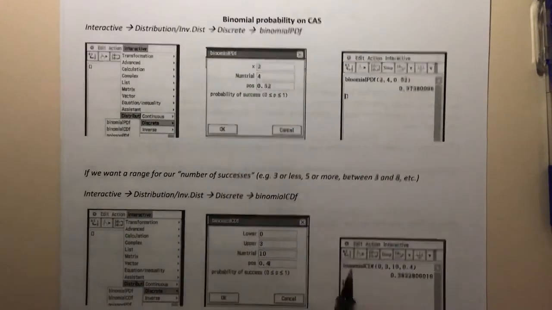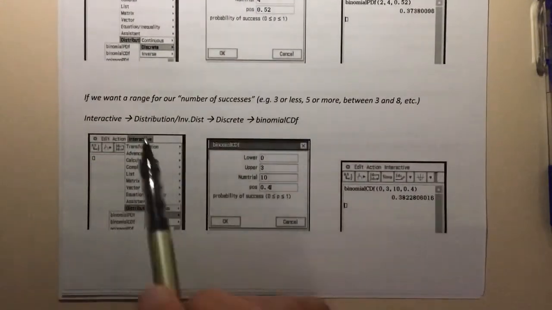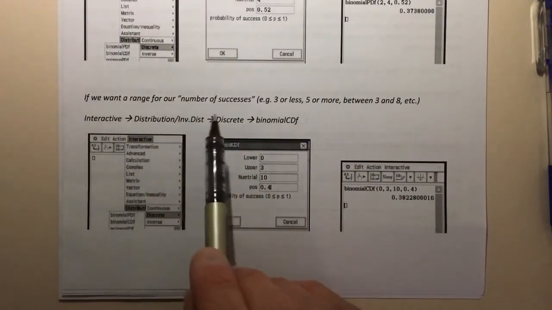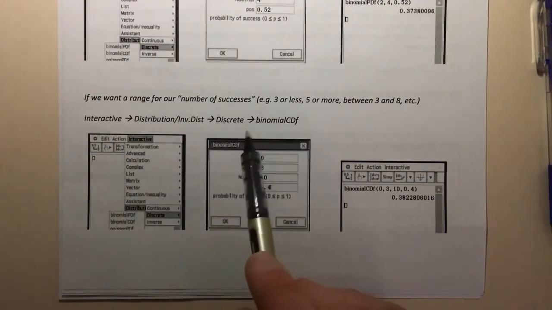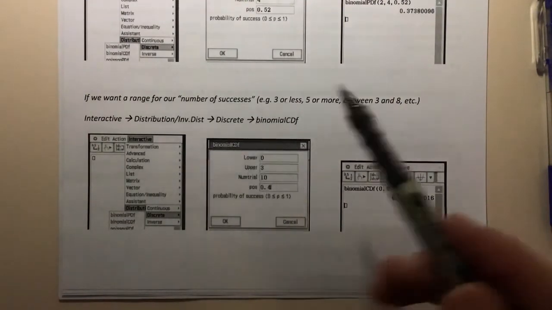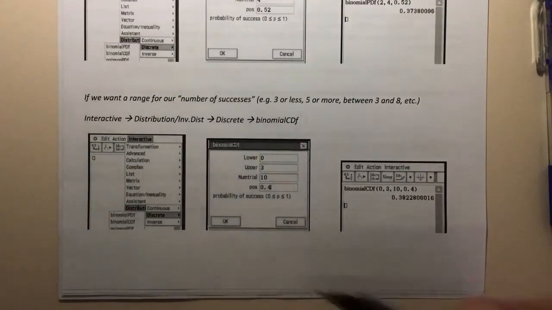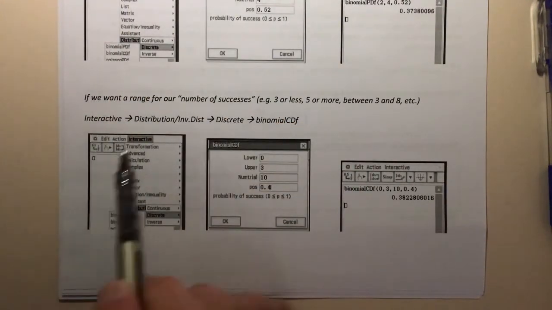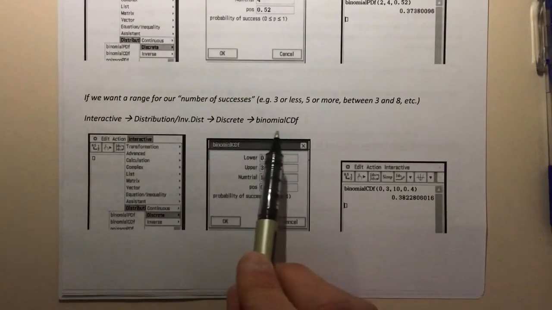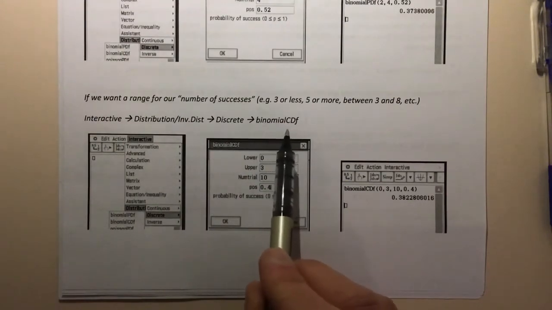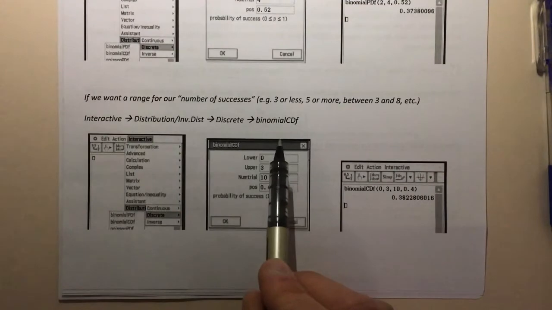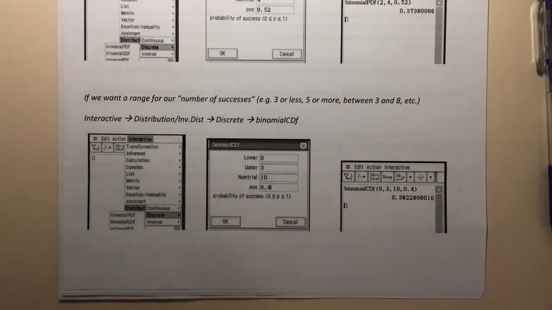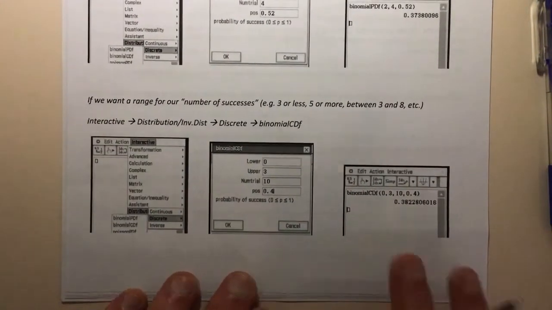The second option that you might use is if there's a range for your number of successes. So if you're tossing a coin 10 times and you want to get 6 or more heads or 4 or fewer tails or something like that, then you'll use the same sort of menu. You'll go interactive, distribution, discrete, but you'll use binomial CDF. The C stands for cumulative. So CDF is what you use when you have a range of successes that you want. Again, we'll go through this in an example in a moment, and hopefully things will come together.